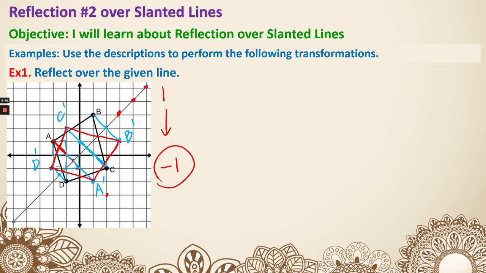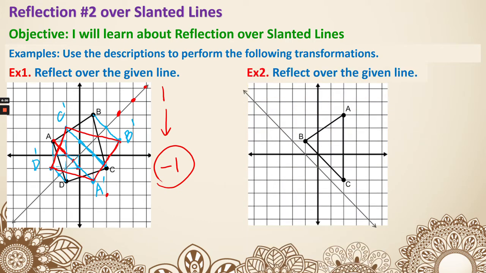If you're using pencil, you might want to draw the helping line slightly lighter and draw the actual lines of the shape a bit darker, just because there are a lot of lines going on here. But that's the basic idea, how we reflect over a slanted line. Now let's try example 2.